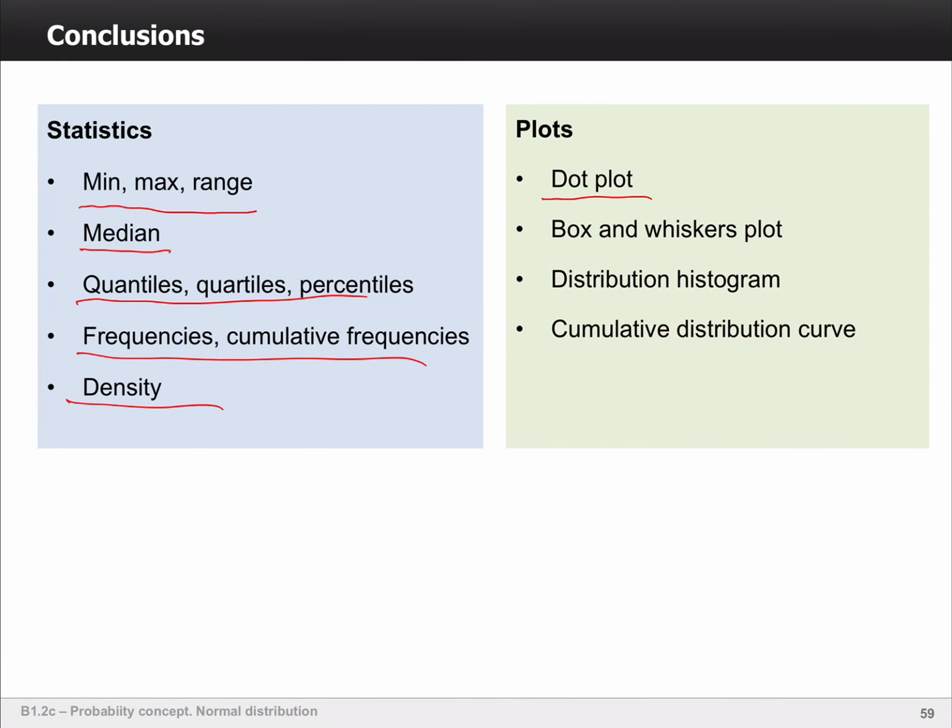If you have more values, then among the other plots, you can use box and whiskers plots based on quartiles. It gives you a quick and dirty overview of what's going on with your data. Do you have a symmetric distribution or not? Do you have any heavy tails and so on? And then, of course, you can use a distribution histogram, frequency, relative frequency, or density distribution, and the cumulative distribution curve, also to see what's going on with your data and what's going on in different parts of your data.